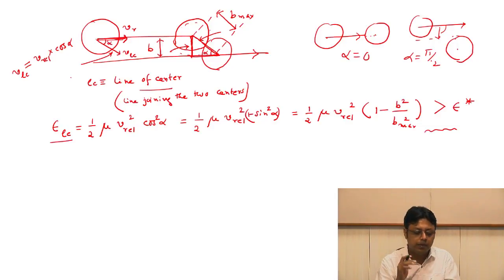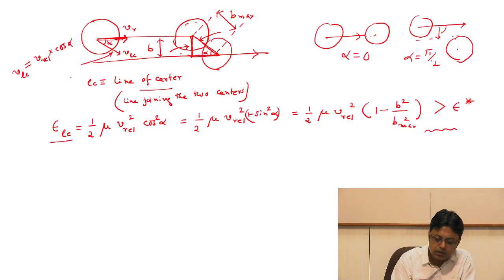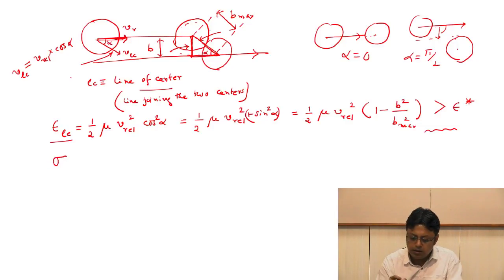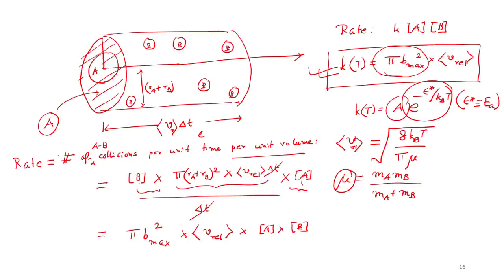They're all connected. Now the question is, earlier we saw that this pi b max square has the dimension of a cross section, because if you think about what b max is, there was one molecule hitting another molecule, which is a bigger or smaller molecule.